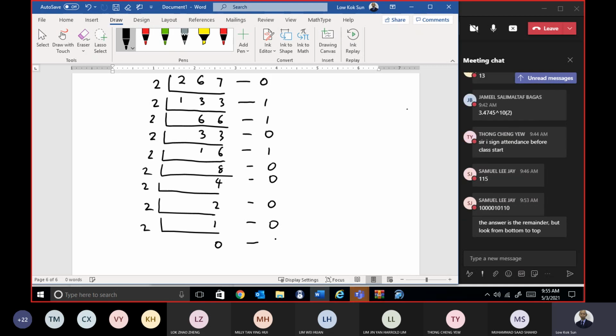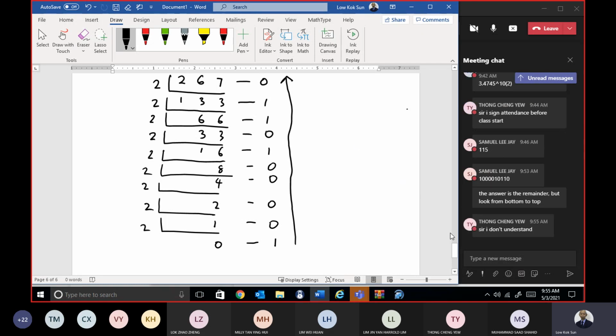So 1, remainder. Okay, so how to write the answer? Yeah, from bottom to the top. Very good. You have to list down your answer from bottom to the top. Be very careful, so make sure that you divide until 0, until you cannot get, and 1 is the remainder. Until then you convert, you write the answer from bottom to the top. So yeah, correct. Here Samuel has the right answer.